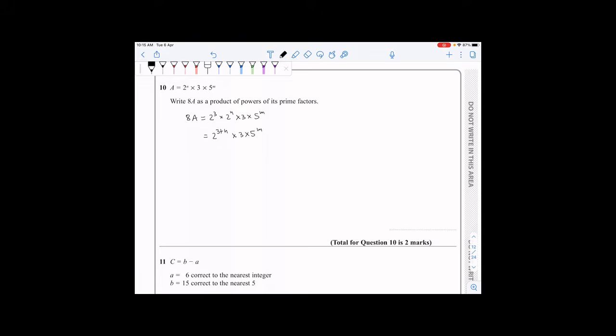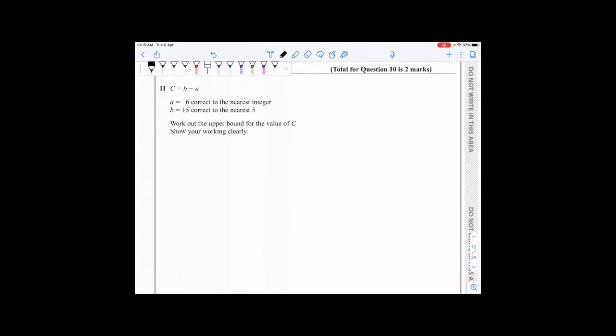In 10, we have here the value of a being 2 to the n times 3 times 5 to the m. And we need to write 8a as a product of powers of its prime factors. Well, 8a is 2 to the power of 3 times 2 to the power of n times 3 times 5 to the power of m. We know that multiplying with a common base means that we can add up the indices, so it's 2 to the 3 plus n times 3 times 5 to the m. So the answer here is 2 to the 3 plus n times 3 times 5 to the m.